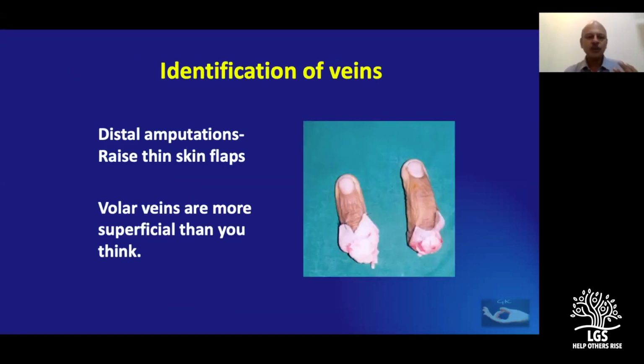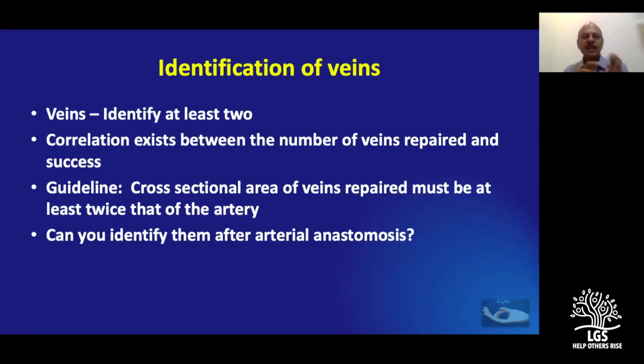Now, we need to raise the thin skin flaps. On the volar side also, we can get the veins. That we will see when we are talking about the tip replants. On the volar side, you can get the veins which are more superficial than the arteries. We need to identify at least 2 veins for each finger.